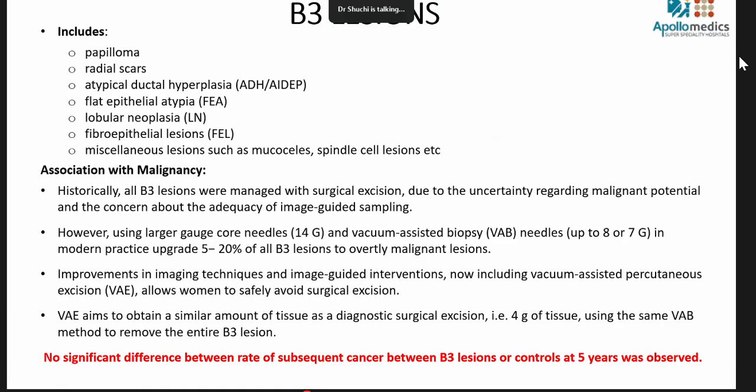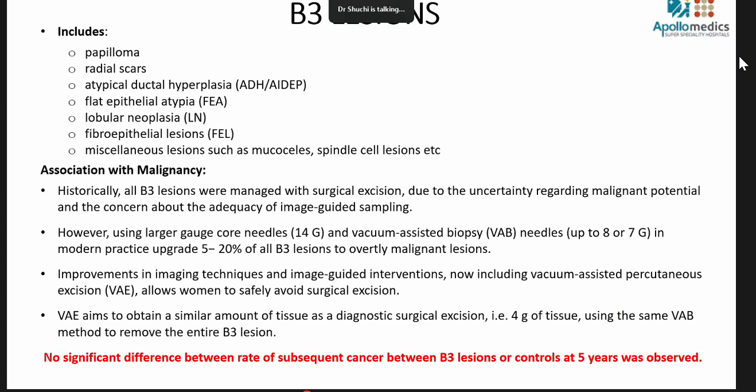Now coming to the B3 lesions. B3 lesion was one of the lesions which you get in non-palpable lump. That time we discussed B3 lesions. So B3 lesions are actually high-risk lesions, they are associated with malignancy. They can include papilloma, radial scars, atypical ductal hyperplasia, flat epithelial atypia, lobular neoplasia, fibroepithelial lesions, miscellaneous such as mucocele, spindle cells. So all B3 are supposed to be managed with surgical excision because there is uncertainty whether it will be malignant or not.